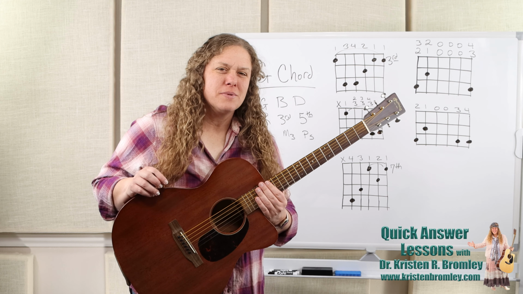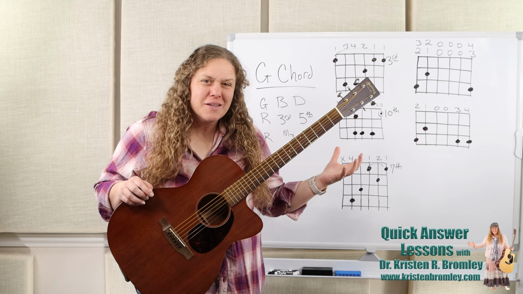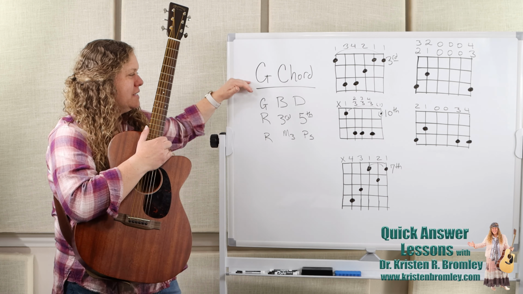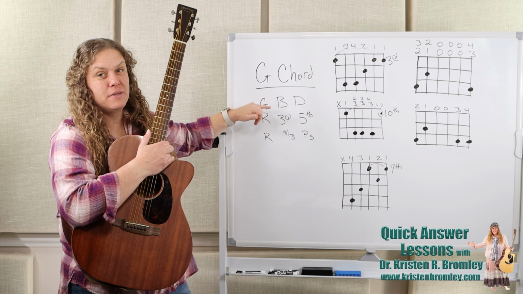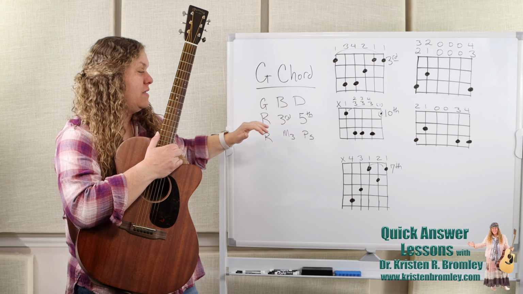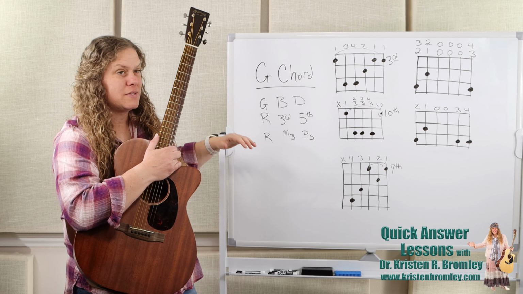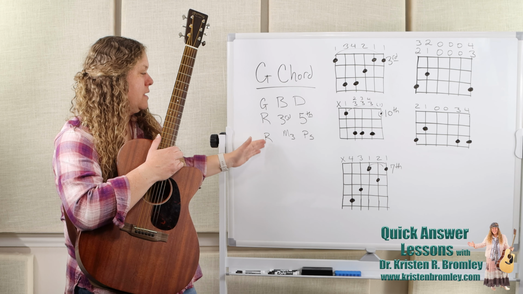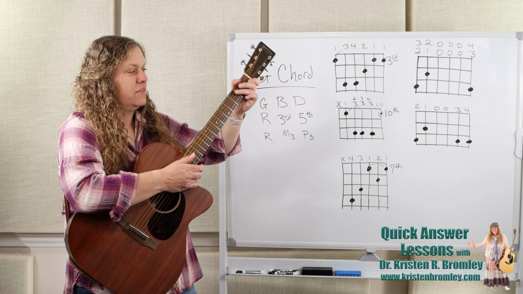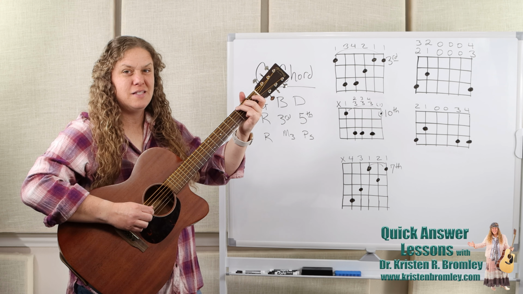In this quick answer episode, I'm going to answer the question, how do you play a G chord? So a basic G chord consists of the notes G, B, and D. That's the root, the third, and the fifth. Another way of saying that, by interval relationship, starting off the root, you have a major third above the root and a perfect fifth above the root. So G, B, and D.